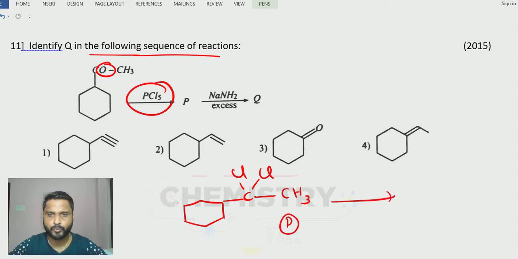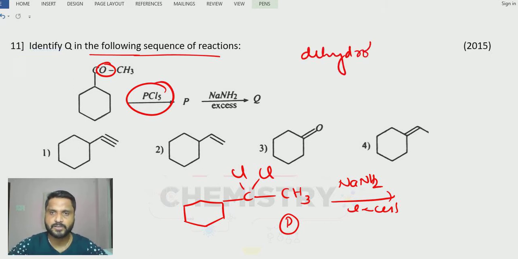Then we have sodamide, taken in excess. So what is the use of sodamide? Whenever halo compounds are there, sodamide brings about dehydrohalogenation. What is that? Dehydrohalogenation reaction: remove hydrogen and chlorine from the neighboring carbon atoms. So we can remove two HCl from the neighboring carbon atoms.